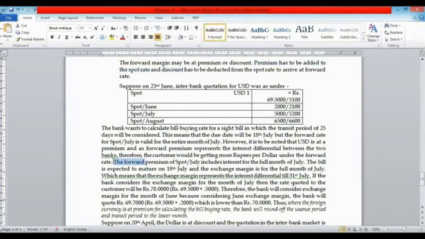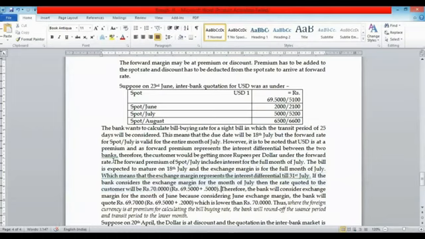Now the forward premium, the spot rate, includes the whole month of July. The bill is expected to mature on 18 July and the exchange margin is for the month of July, which means the exchange margin represents the interest differential till 31st. If the bank considers the exchange margin for the full month of July, then the rate quoted to the customer will be this. That means 69,500 is the spot, premium should be added, 0.5000 will be added. It will become 70 rupees.